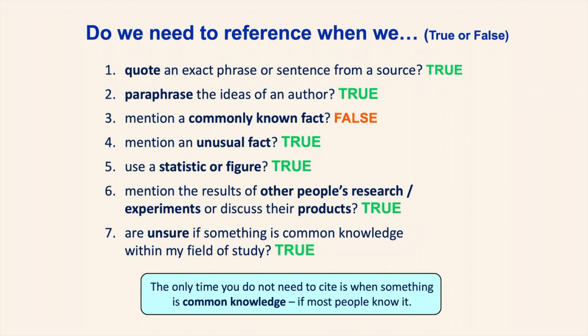If you use a fact that is common knowledge, that is, something most people would know, you don't need to reference. An example of common knowledge is that more people in the world are right-handed than left-handed. Most people are aware of this fact.